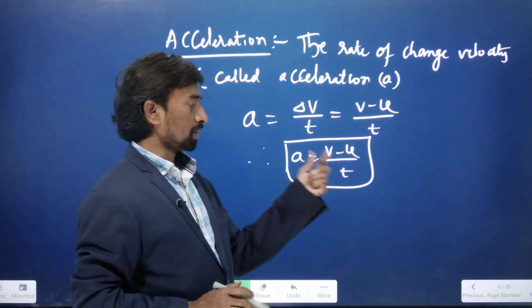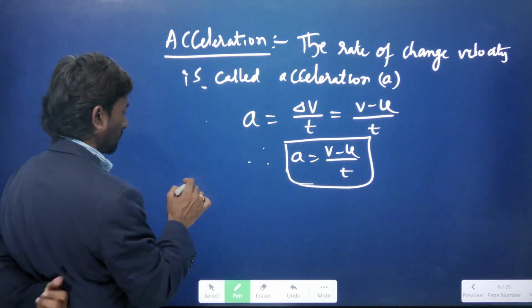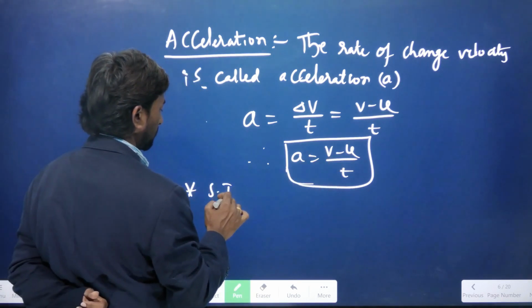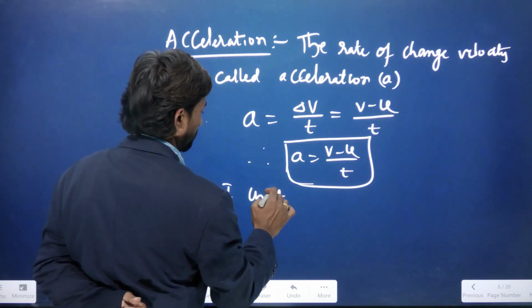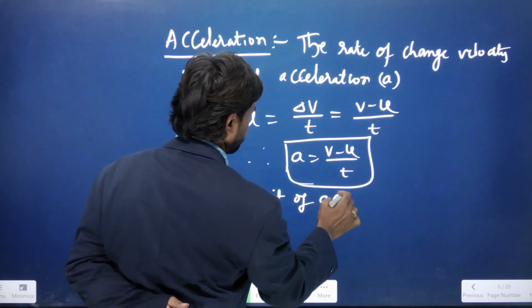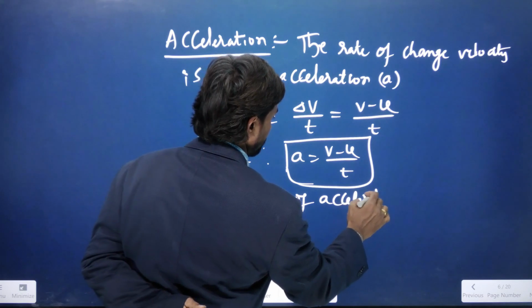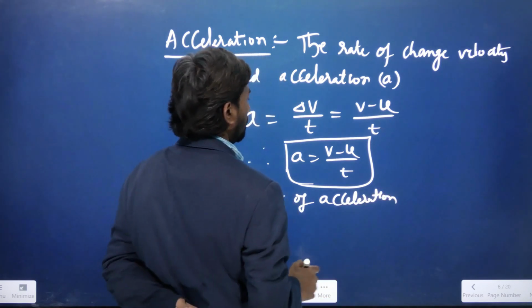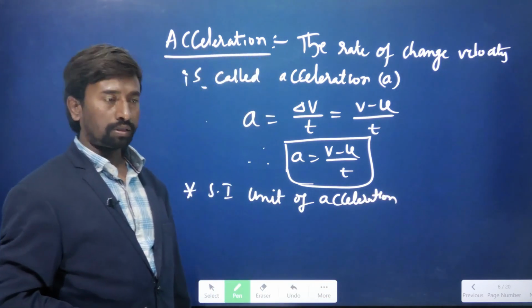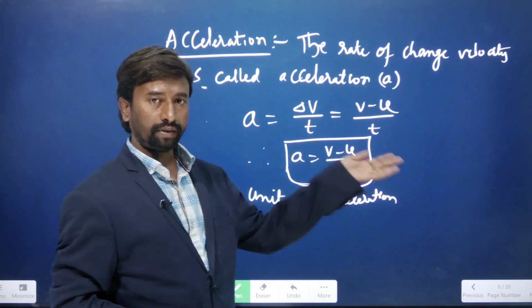So change in velocity per time. Then the SI unit of acceleration is: here, change in velocity is the same, so the SI unit of velocity, that is meter per second, divided by time again.